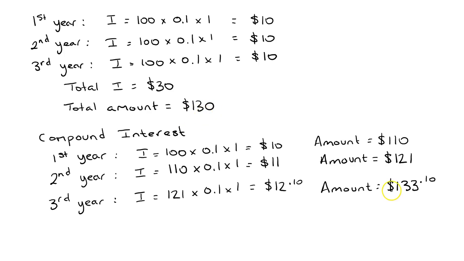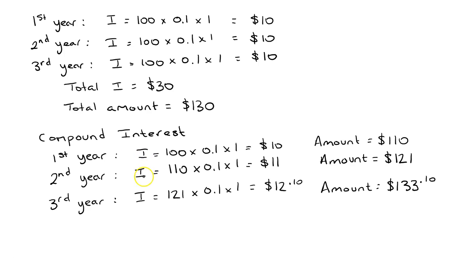Our compound interest has given us $133.10. And compound interest, because the interest is being added in and you're getting interest on the interest, you will always end up with more money from compound interest.